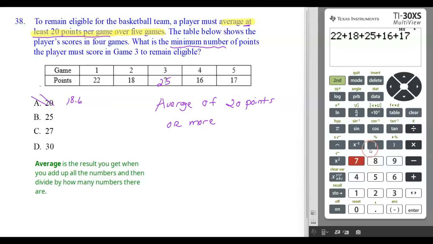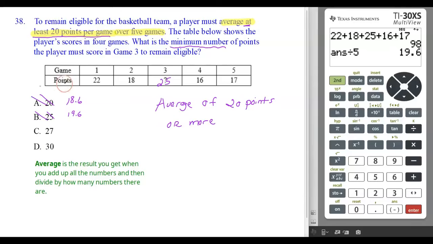Now, careful again, I almost did it. I almost divided by 5 here. You have to hit enter first before you divide. Enter gives us 98, and then take that and divide it by 5. And that gives us 19.6. Well, that's not an average of 20 points or more. This is below 20. So this is gone.